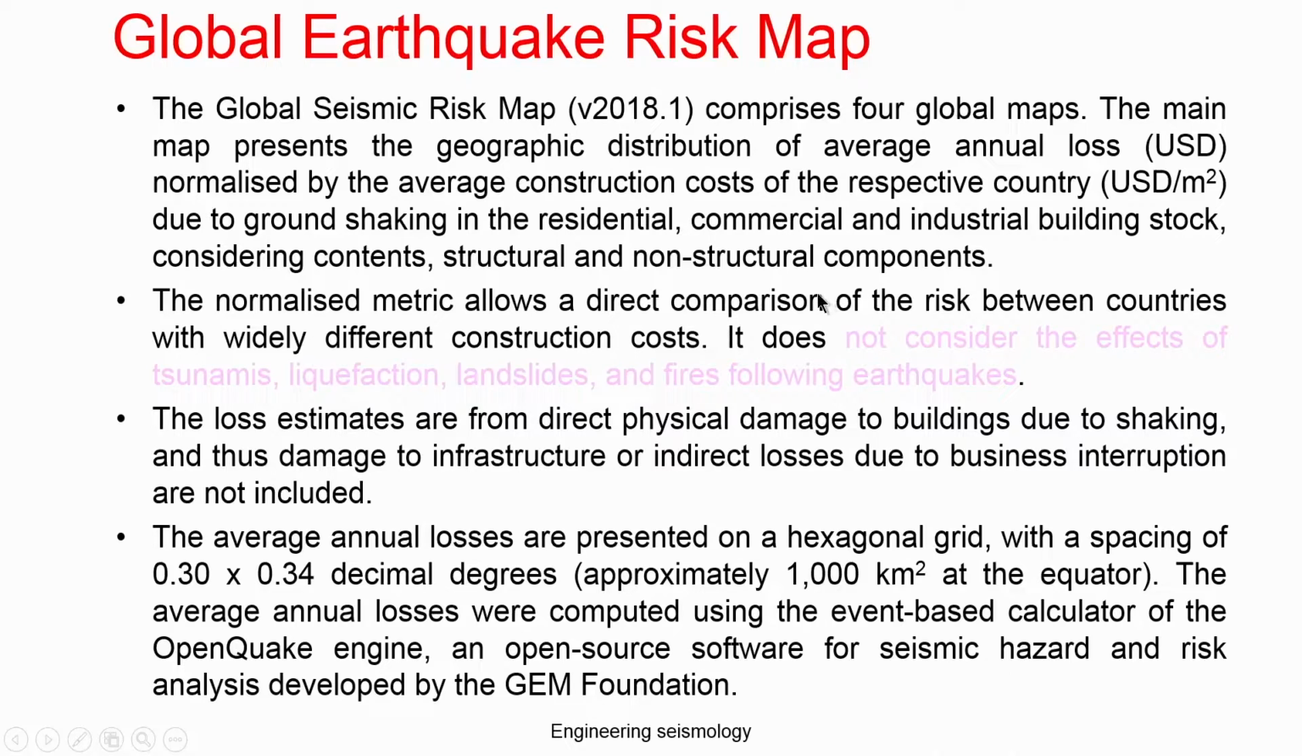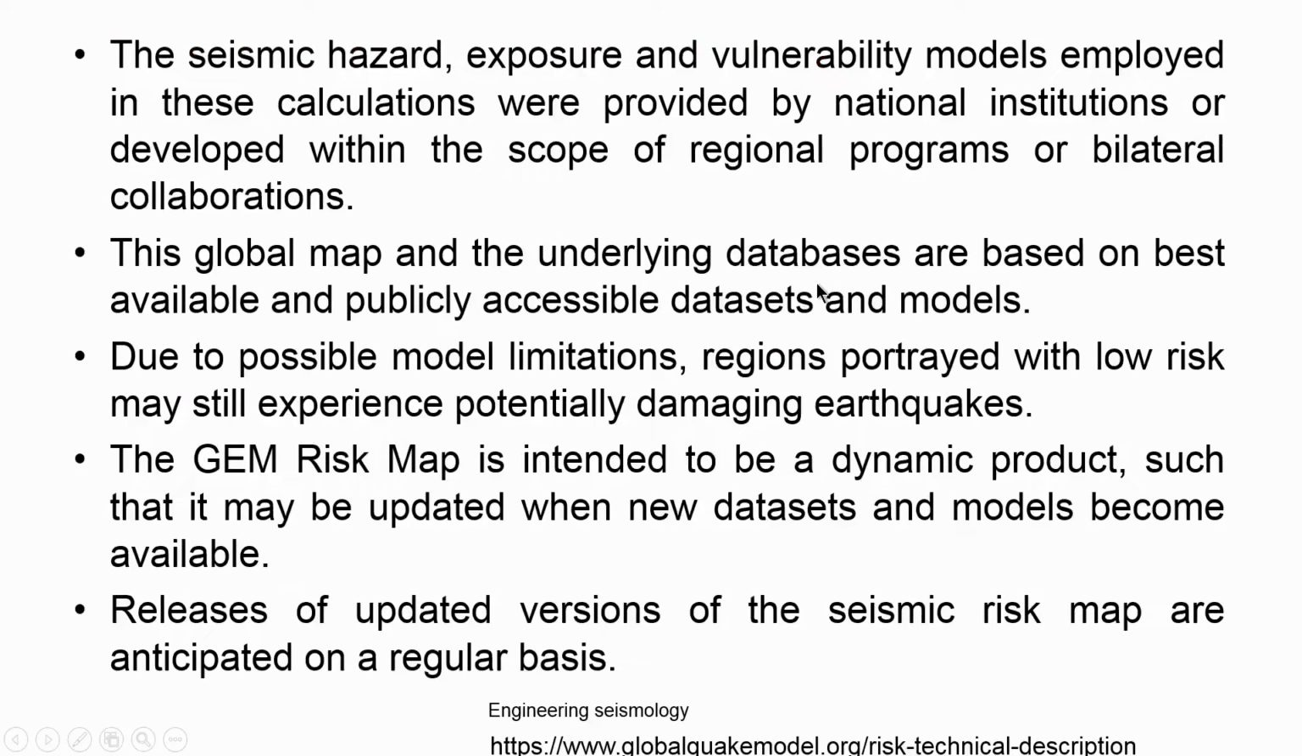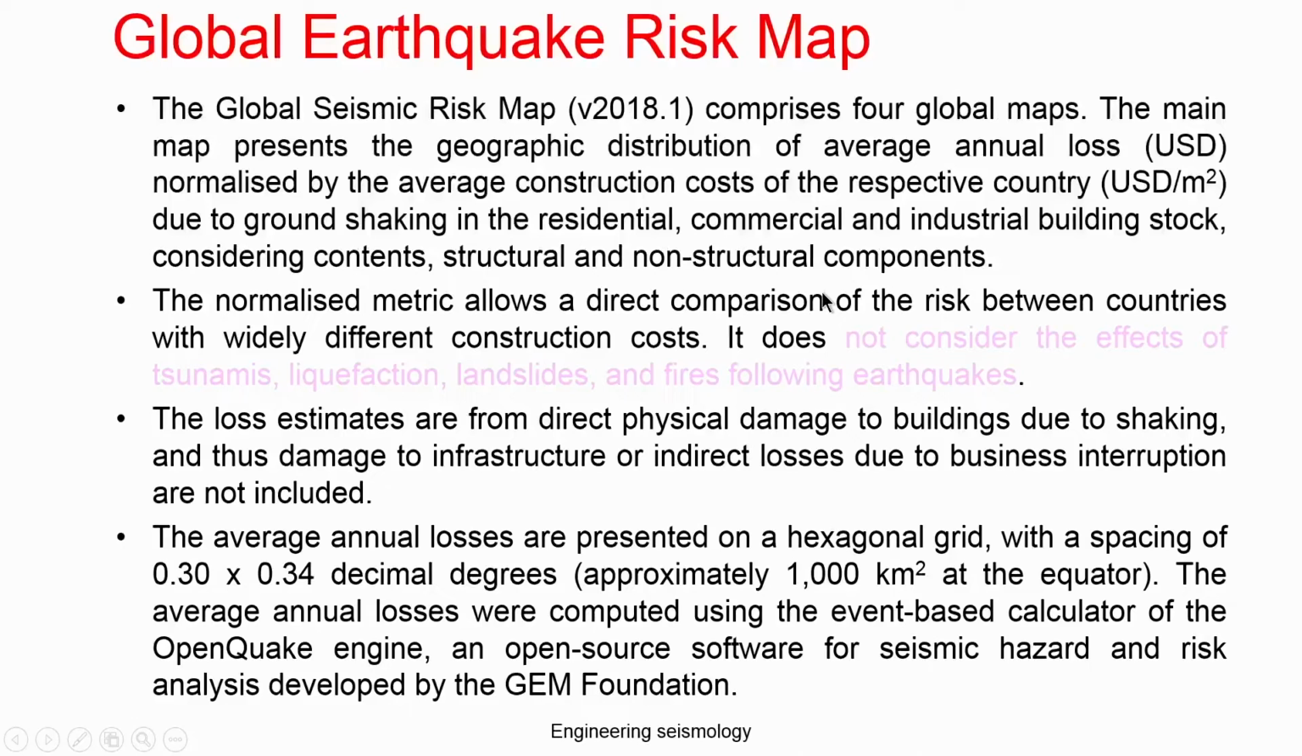For example, if I start a factory here and an earthquake comes, how much financial loss do I incur in 1 year, 5 years, 10 years? Such understanding can be gained using this kind of global level data. The normalized metric allows direct comparison of risk between countries with widely different construction costs. It does not consider the effects of tsunami, liquefaction, landslide and fire following earthquake.